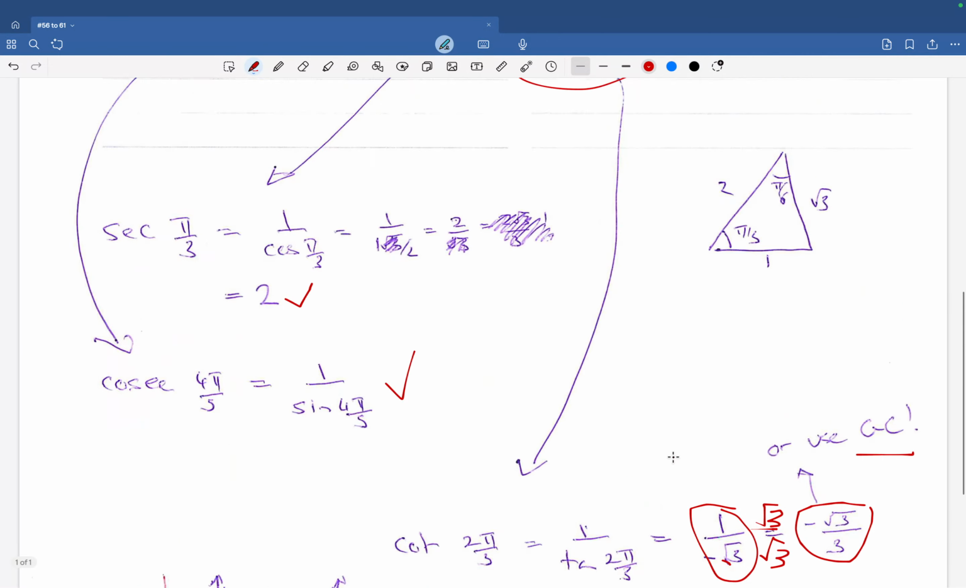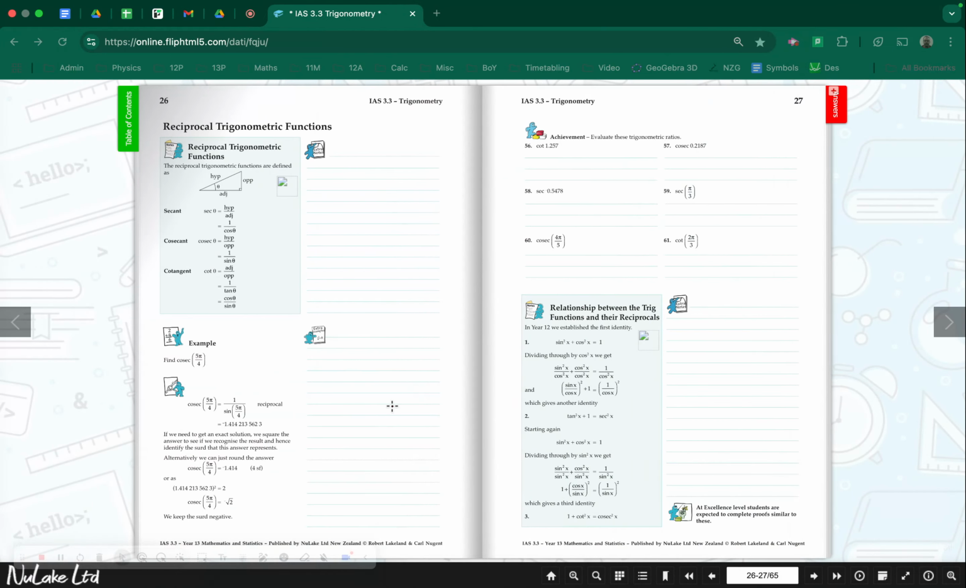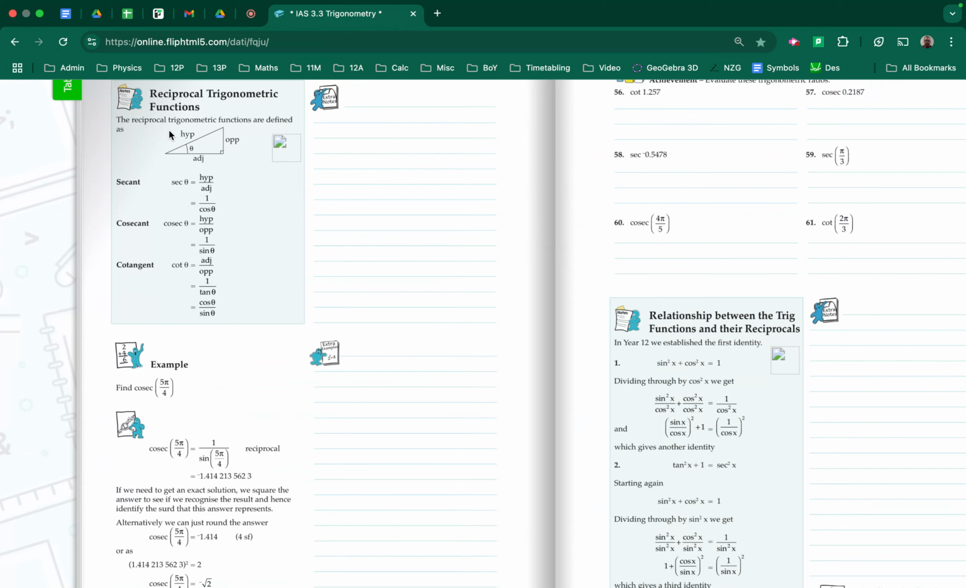Fiddly. The key thing here is just recognizing what the thing is. So sec is 1 over cos, cosec is 1 over sine, and cot is 1 over tan, or you could say cos over sine. So those are things you really need to have locked into your memory, these two here as well. Good job.